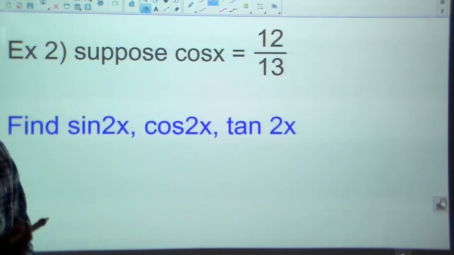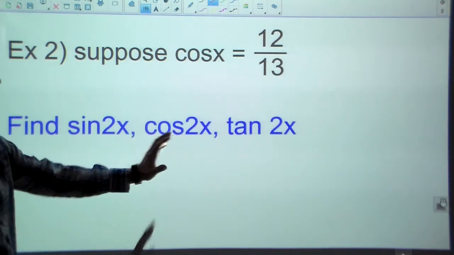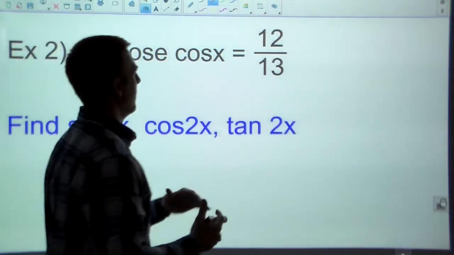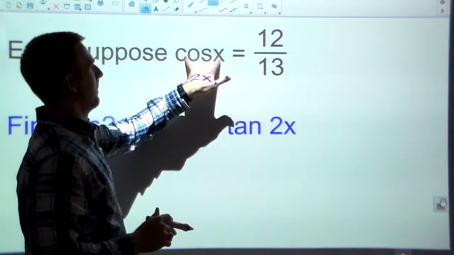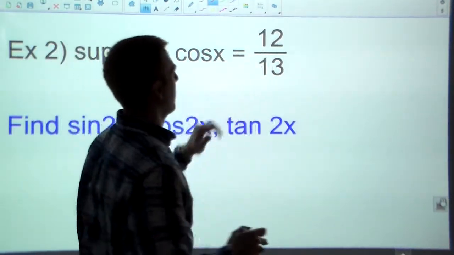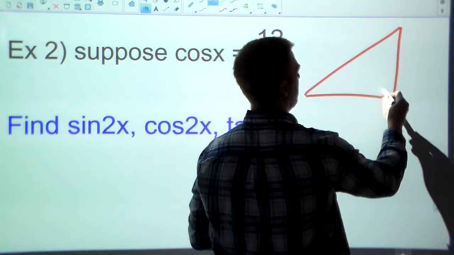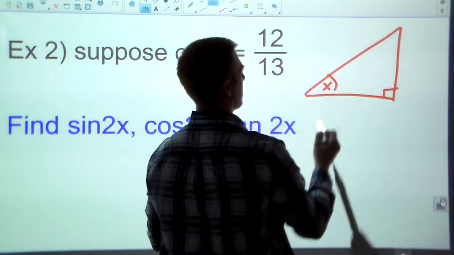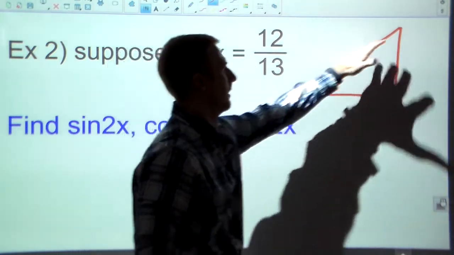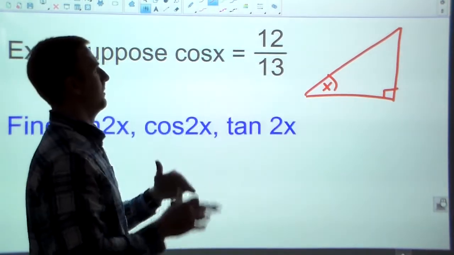All right, so suppose the cosine of x is 12 over 13, and I'm supposed to find all these different things. What I would recommend first is don't get too carried away with all that yet. Let's just see if we can figure out what this would look like. I'm going to go back to a triangle. This is kind of what we were doing early in chapter 4. If cosine of x is this ratio, then I put x right here, and you can put it either here or there, it really doesn't matter. Just make sure you put the correct sides in relation to it.